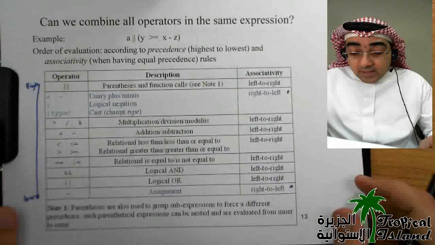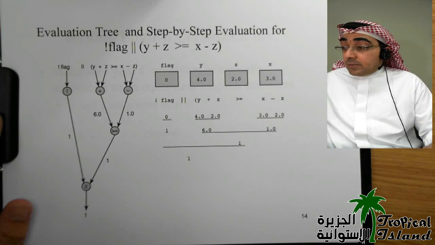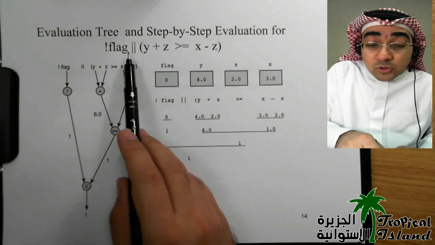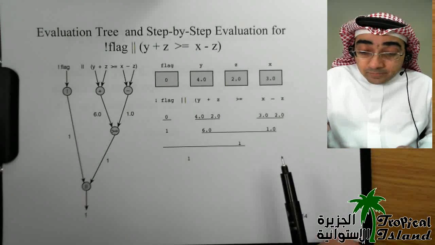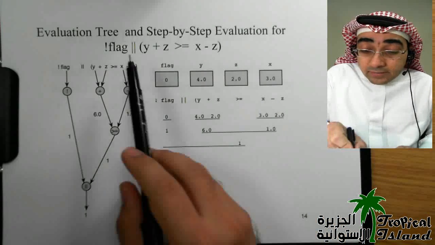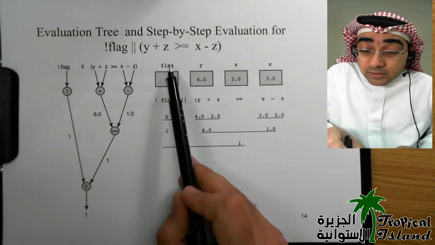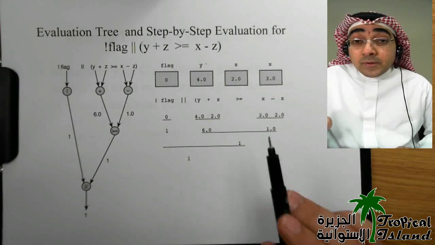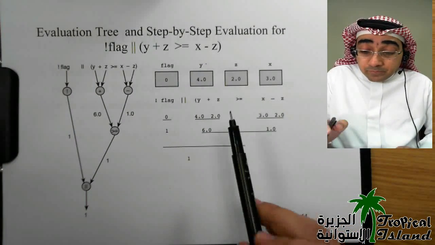So let's go to the example and draw a tree of how the expression is going to be evaluated. In our case, this is a more complex example. We're saying not flag or, y plus z greater than or equal to x minus z. So we copied the same thing over here, the same equation that is written over here. I'm assuming that flag is 0, y is 4.0, z is 2.0, and x is 3.0. These are the values of the different variables that I have.